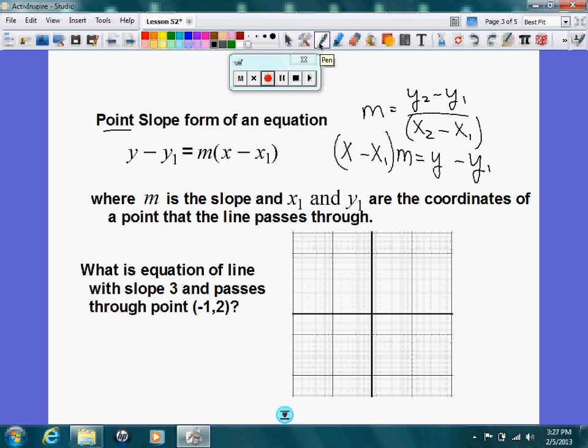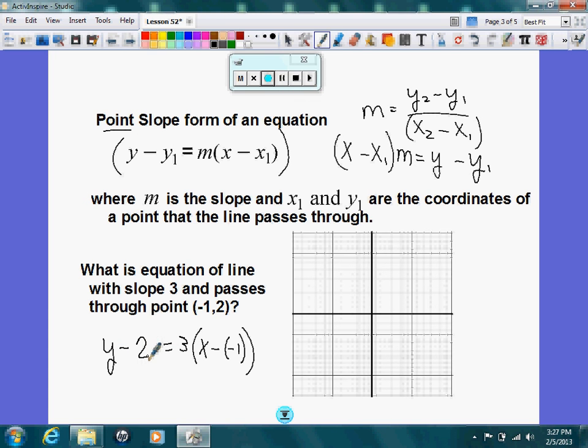What is the equation of the line that has a slope of 3 and passes through the point 1, 2? Okay, we can use this form of the equation. We know the slope is 3, times x minus x1, well, that's minus 1, and that's equal to y minus y1, and this point is what?